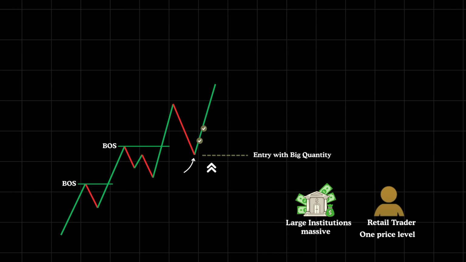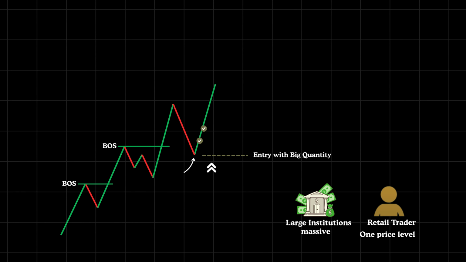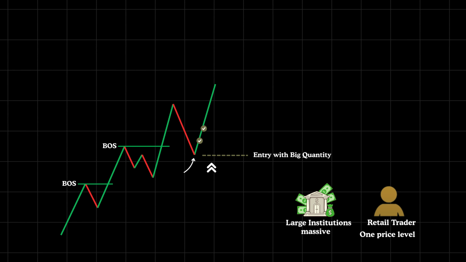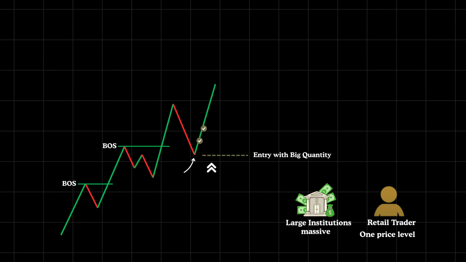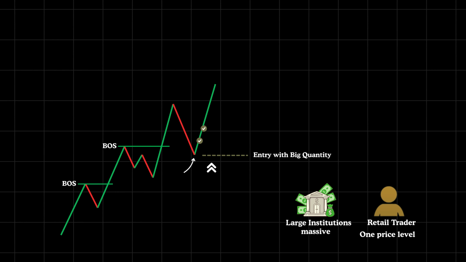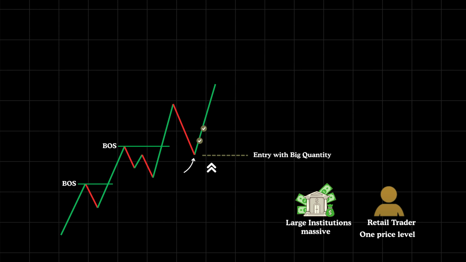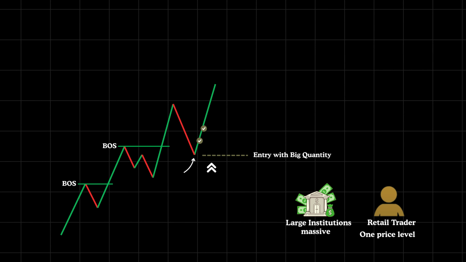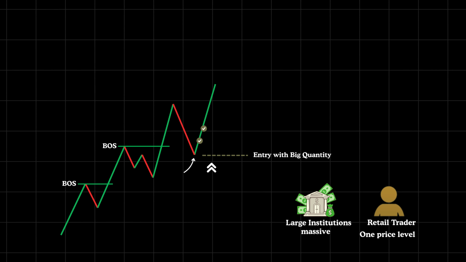Unlike us, who might be trading with a few thousand rupees or dollars, institutions are dealing with lakhs or even millions in volume. If they were to place a full market order at a single price point, their sheer buying pressure would push the price up rapidly, causing them to get filled at increasingly higher prices, also known as slippage. This results in buying at a premium, reducing their overall profit potential.